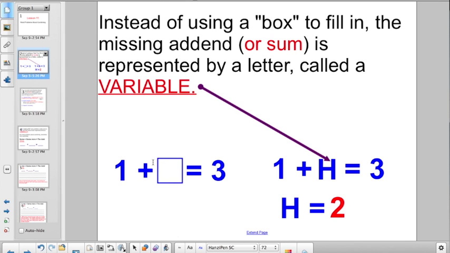Remember this when we first started talking about algebra and the algebraic algorithm. Instead of using a box, the missing addend, or sometimes even the missing sum, is represented by a letter called a variable. The variable is the letter. The letter is the variable. Remember saying that the other day. I have a couple of people who I think are still struggling with this sometimes. A variable is a letter.